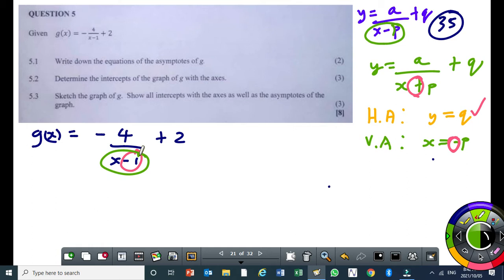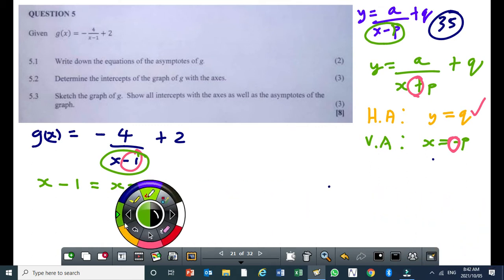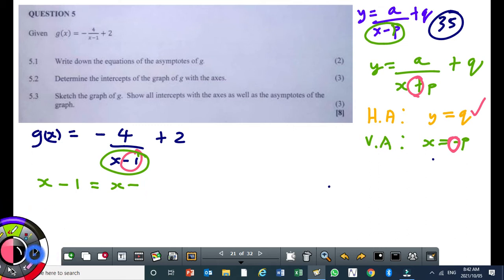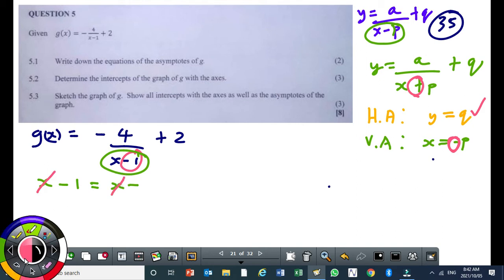if you equate the two, then you have x minus 1 equal to x minus p, right? Then I'm sure you can see that the x and the x are going to cancel out. So this cancels with that. Once that happens, we're left with minus 1 on the left and on the right we have minus p, which means p is going to be 1.